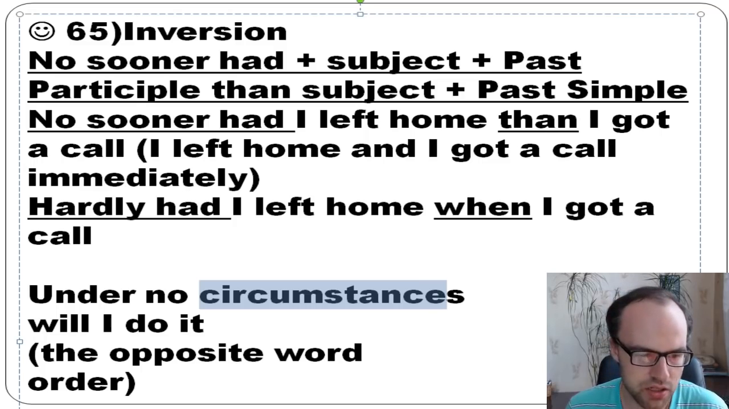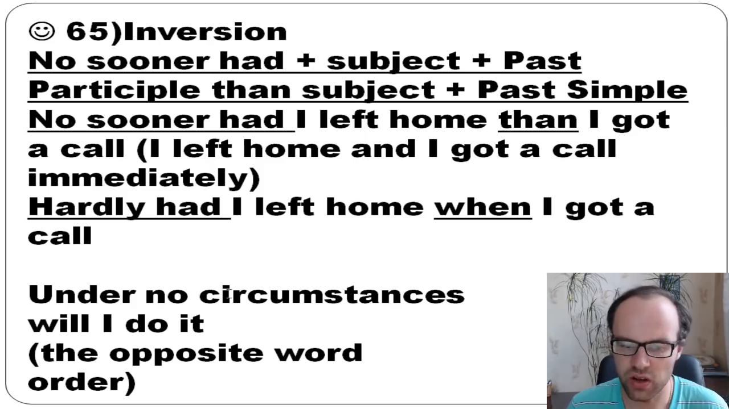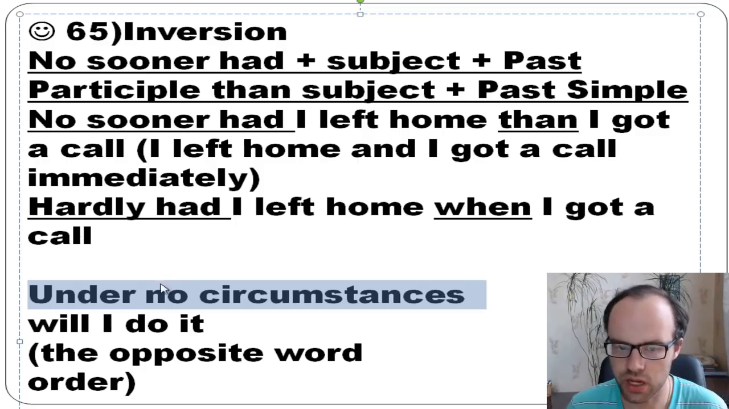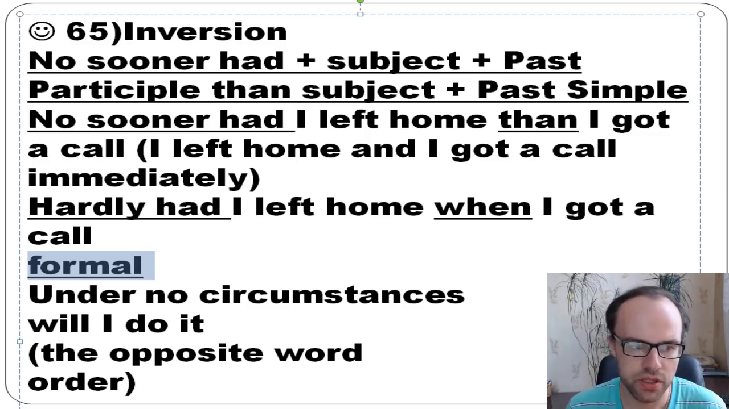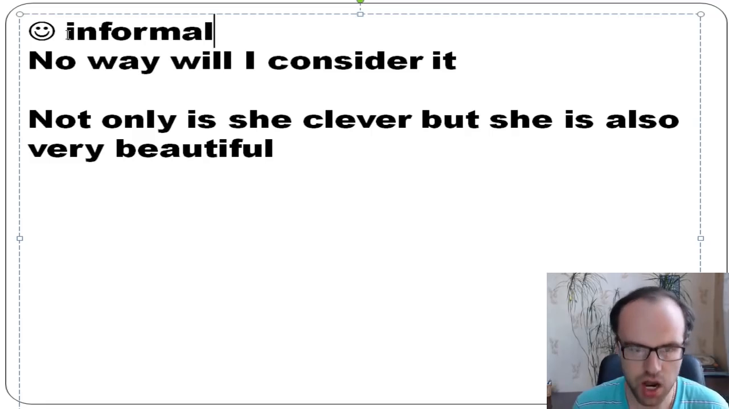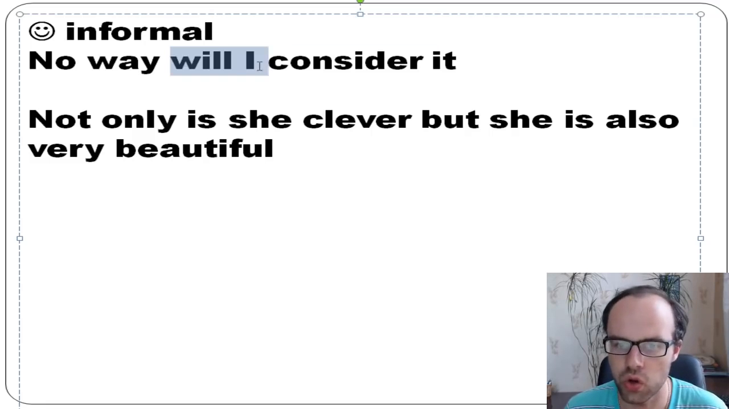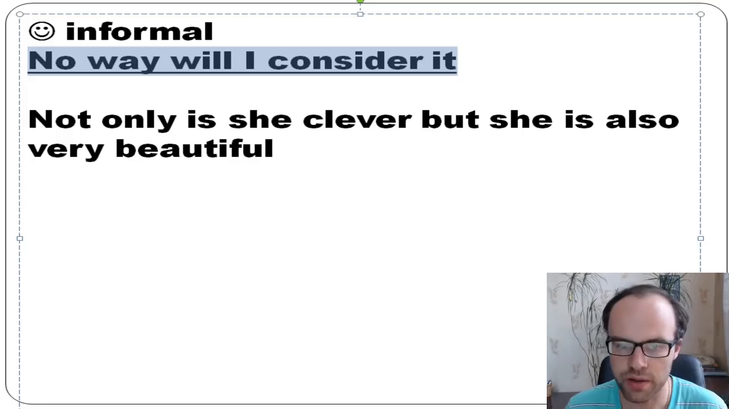Good. And there is a similar structure, no way. It has the same meaning as under no circumstances, but that structure sounds a little formal. And this structure, no way, is informal. Okay? It has the same meaning. It means that I'll never do it, okay? So no way will I consider it, or will I think about it. So generally we say I will, but we use the opposite word order with inversion. So no way will I consider it.